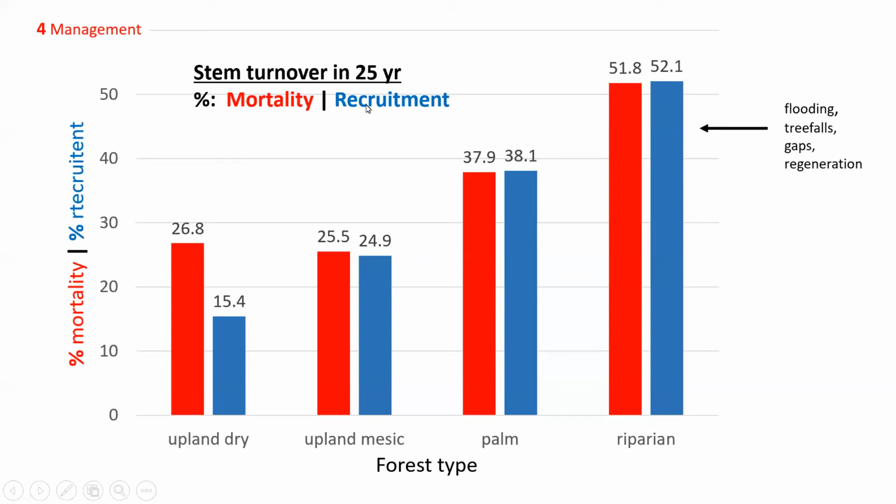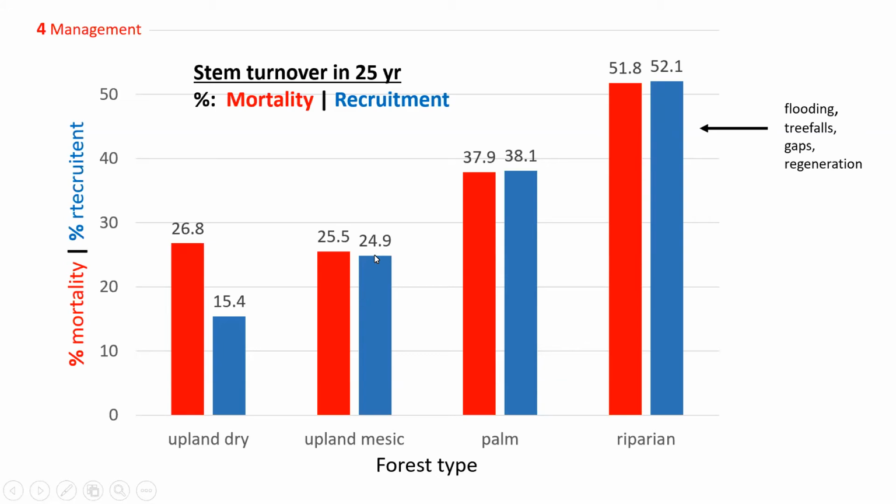By recruitment, I mean the percentage of trees that were present in the 25-year census that were not there, at least as 10-centimeter diameter trees, in 1991. Again, there's several things going on here that are interesting.